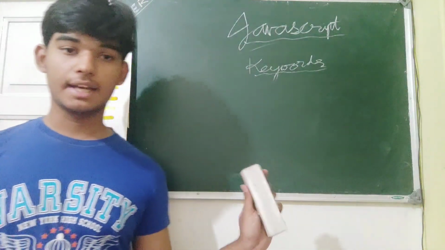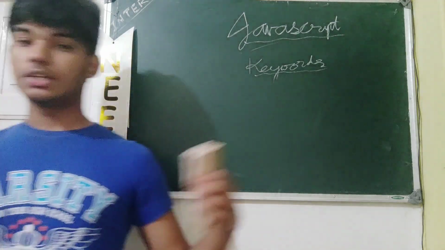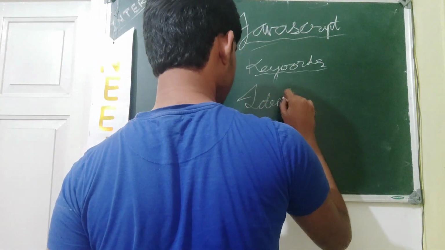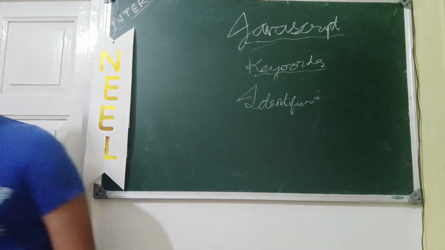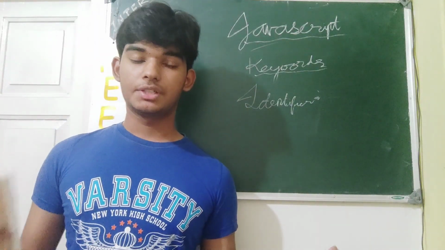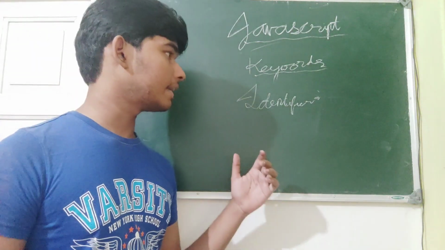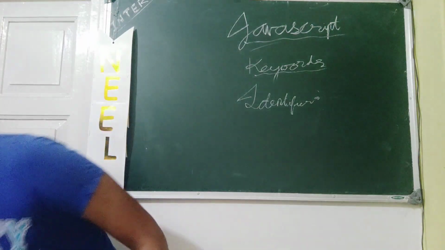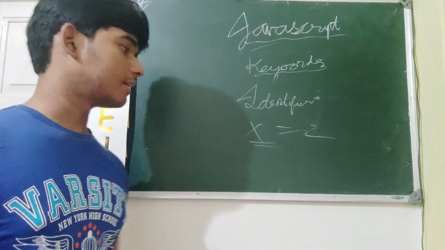So this is basically about keywords. Now let's talk about something else. So now let's talk about identifiers. So what are identifiers? Well, identifiers are the unique names which are used to identify JavaScript variables. So we use identifiers, something like x, y, z, anything like x is equal to 2, y is equal to 3, something like that. So these are what we call identifiers.